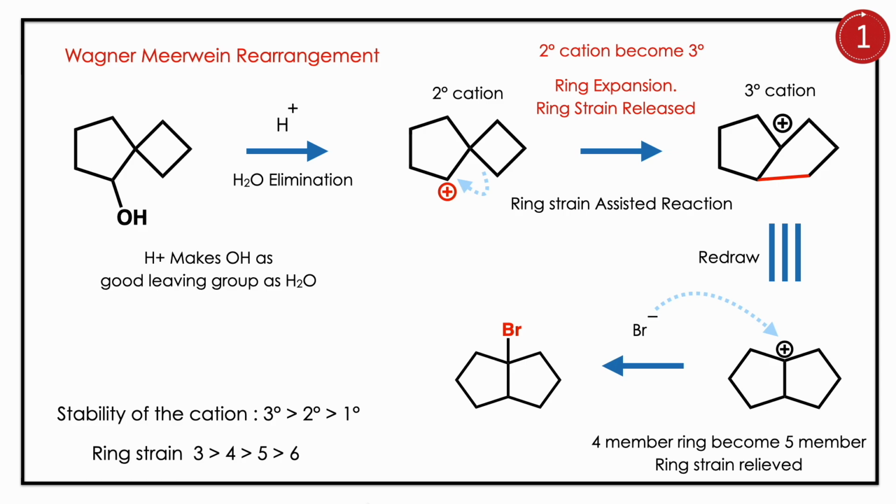If you redraw it nicely, you have a fused 5-member system with the cation on the bridged carbon. So the cation is again attacked by bromine, and you have the final product. Here the cation formation not only stabilizes itself but also releases the ring strain. The ring goes from 4-member to 5-member, and you have the final product.